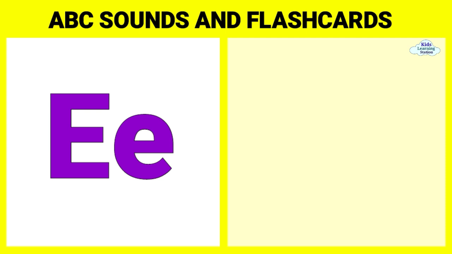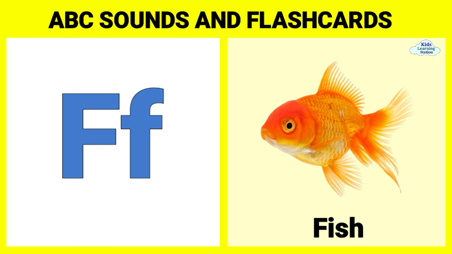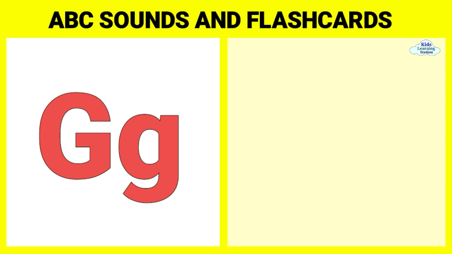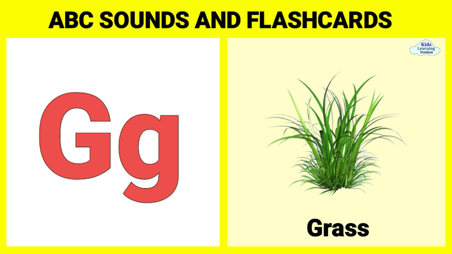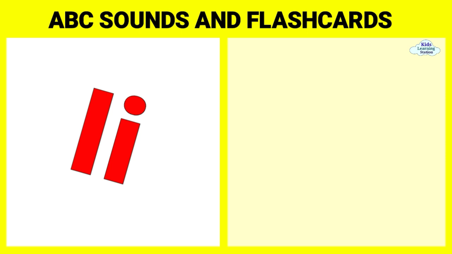E, e, eggs. Eggs. F makes f. F, f, fish. Fish. G makes g. G, g, grass. Grass. H makes h. H, h, hammer. Hammer. I makes i, i, i, iguana.